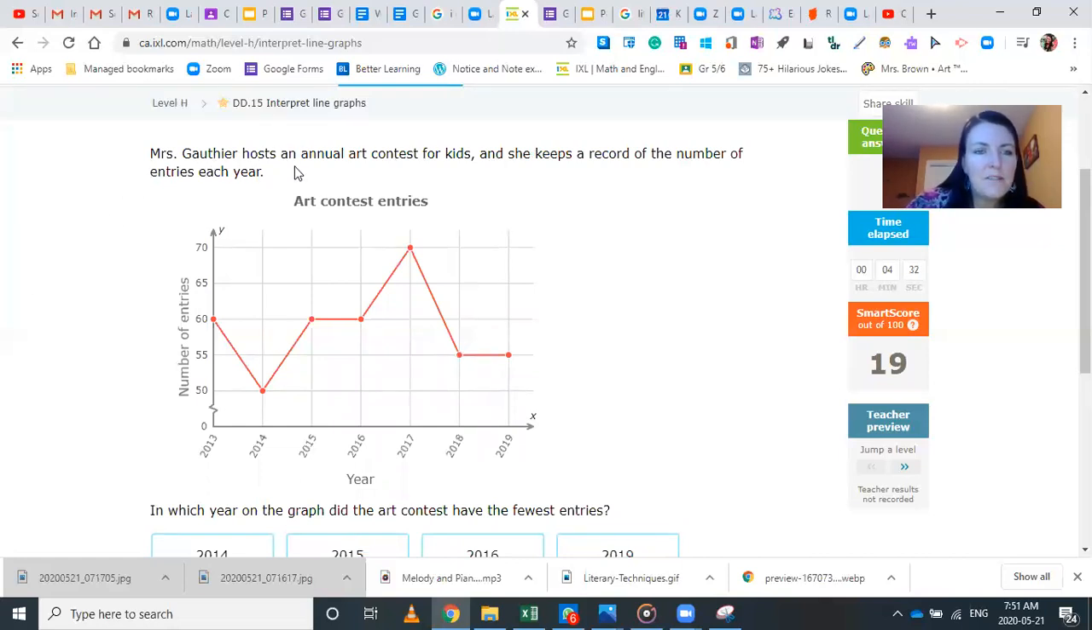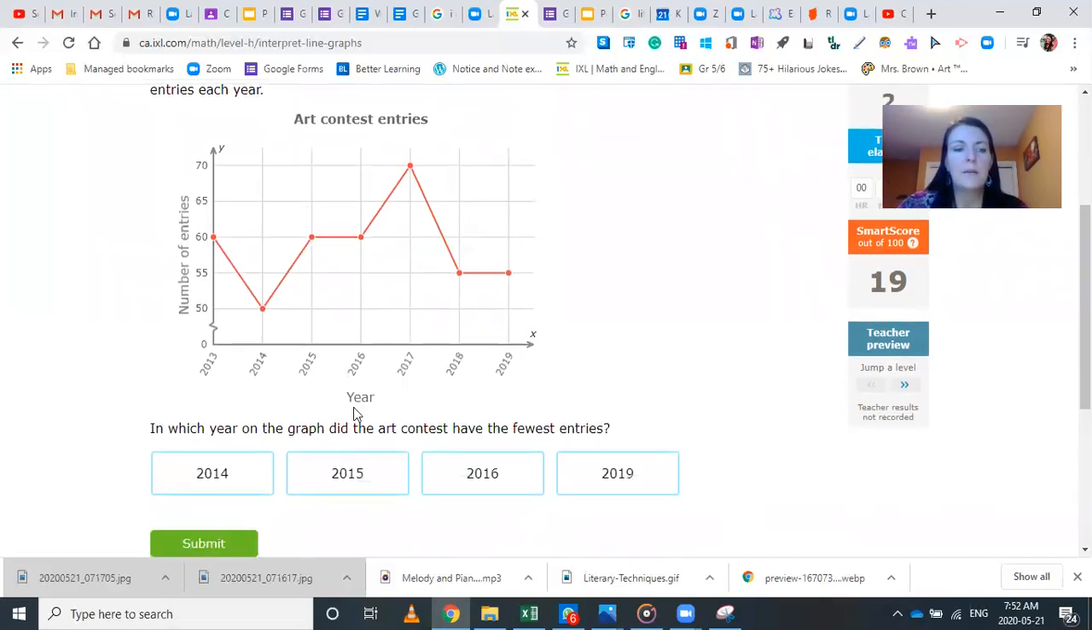Mrs. Gutierrez hosts an annual art contest for kids. Art contest, just a reminder. And she keeps a record of the number of entries each year. So here are the art contest entries. Remember, this is perhaps a misleading graph again. And these are the years, up to 2019. So this is much more current than the previous one we looked at. In which year on the graph did the art contest have the fewest entries? Fewest means we look at the bottom of the graph. Where is it at its lowest point? Here it is over here, and that is in the year 2014.